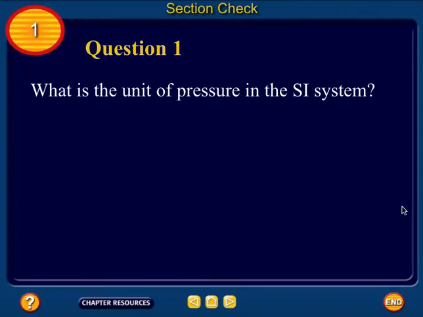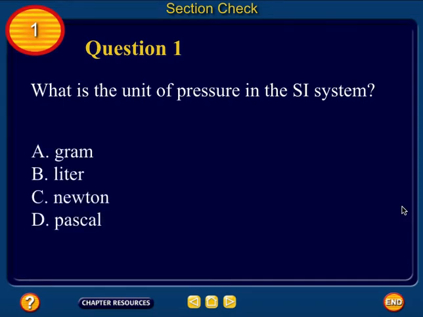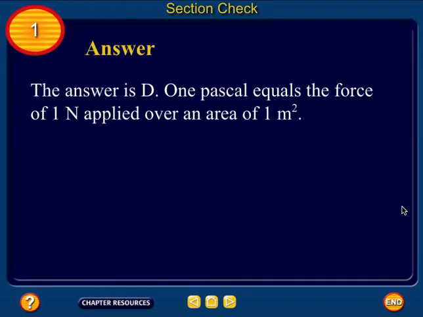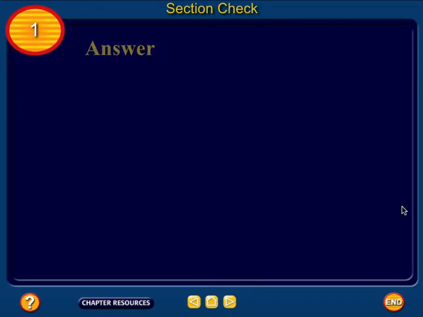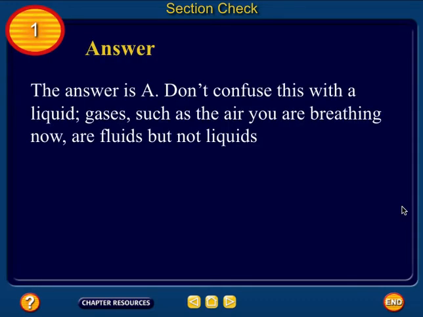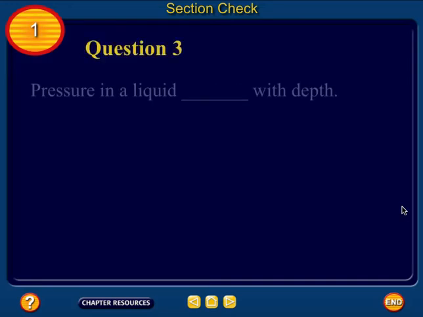Quick little section check. Question 1, what is the unit of pressure in the SI system? Gram, liter, Newton, Pascal. That would be Pascal. Question 2, a substance without a definite shape and with the ability to flow is known as a fluid. Don't confuse this with a liquid. Gases such as air you breathe are also fluids, not just liquids.